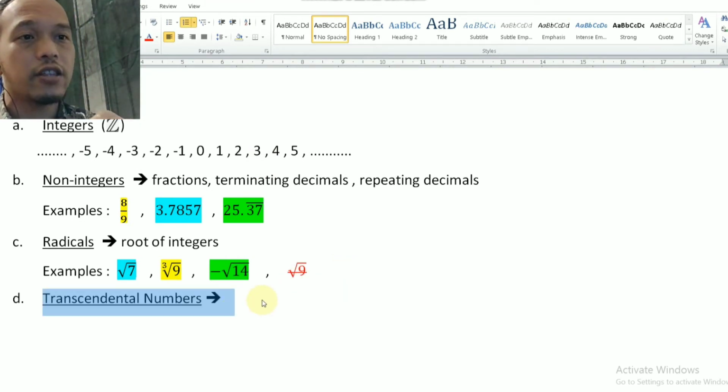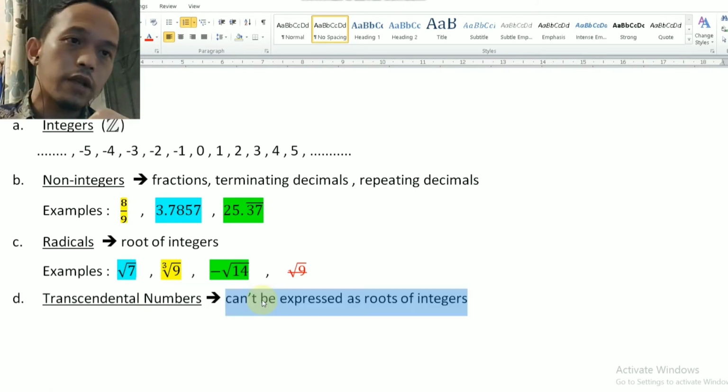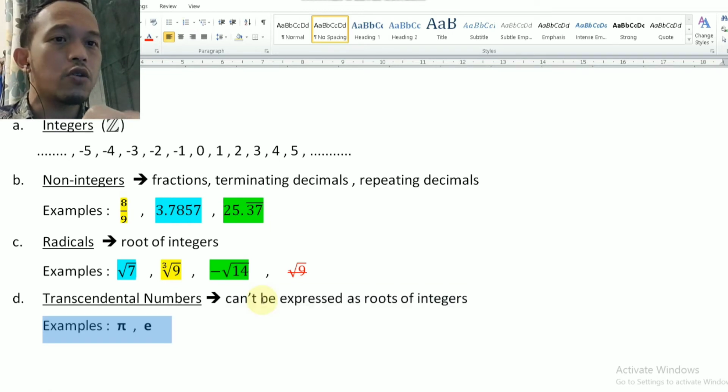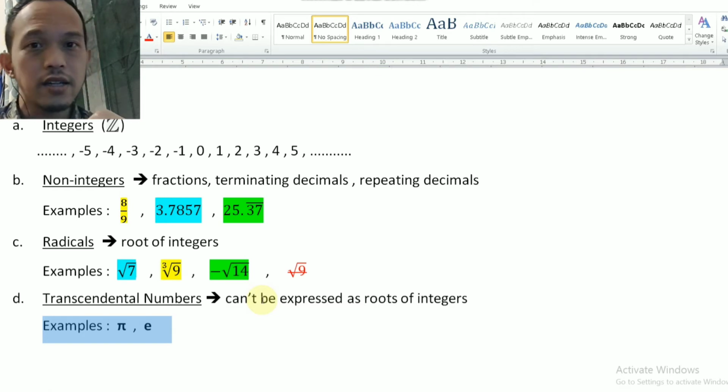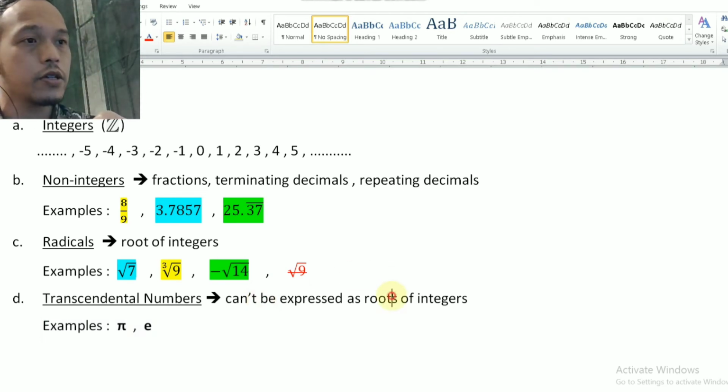How about transcendental numbers? Transcendental numbers, by definition, you cannot express as roots of integers. So if you square a transcendental number, you still cannot find an integer. By examples, it's pi, and then Euler's number. Both of these are transcendental numbers, or the square root of any decimal, not integer, can be a transcendental number.